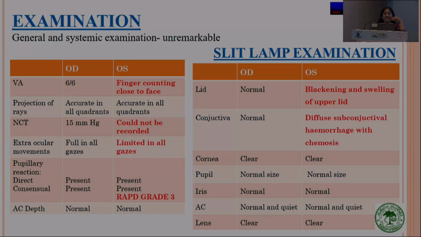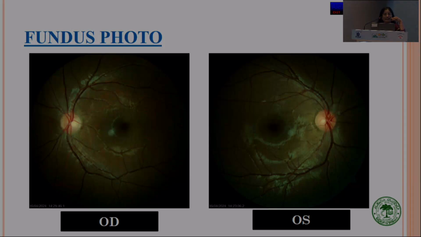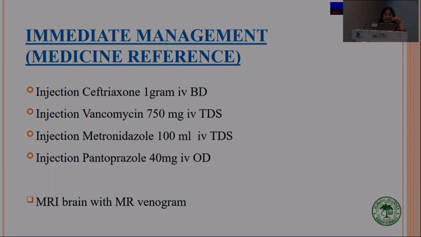General and systemic examination was unremarkable. Visual acuity at the time of presentation was finger counting close to face. NCT could not be recorded due to swelling. Extraocular movements were limited in all gazes and grade 3 RAPD was present. Slit lamp examination shows blackening and swelling of upper lid and diffuse subconjunctival hemorrhage with chemosis. Rest of the anterior segment examination was within normal limits. Posterior segment examination was unremarkable.